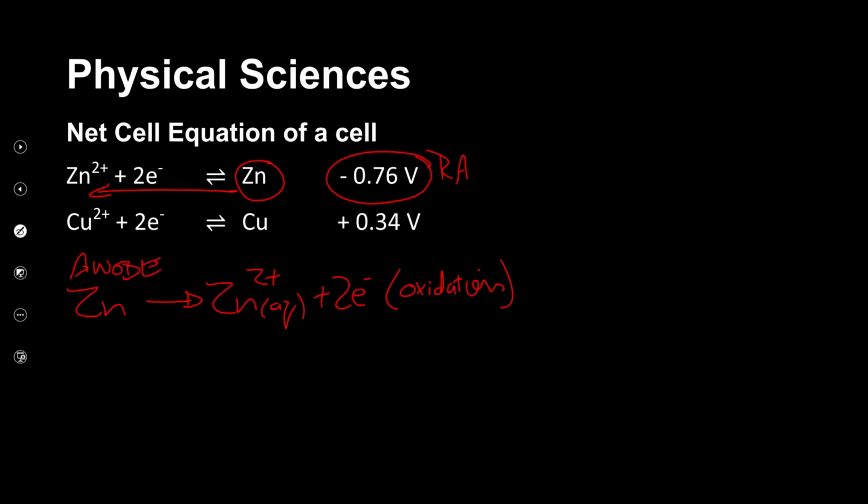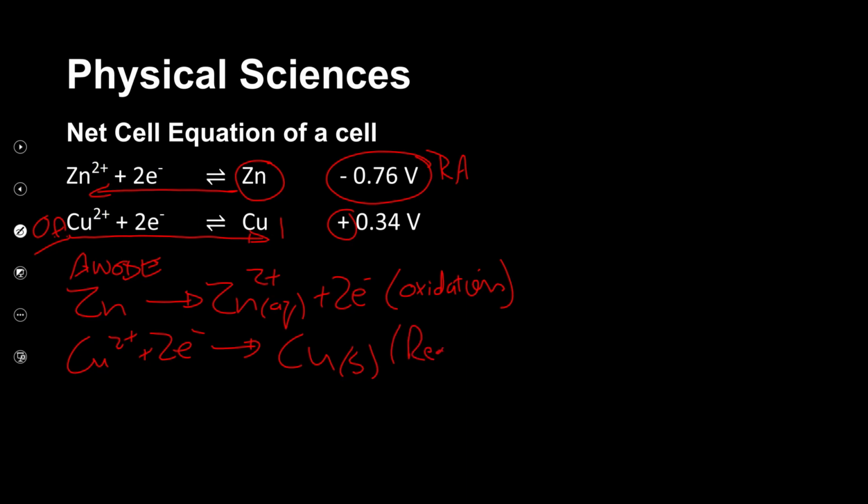We're then going to say, well, what happens at the other reaction? Well, the other half cell is going to be the opposite one. It's going to be the reduction. It's more positive. So this substance here is the oxidizing agent, the oxidizing agent being the copper 2 plus. Copper 2 plus plus 2 electrons is going to give you copper as the solid, and that's the reduction reaction.